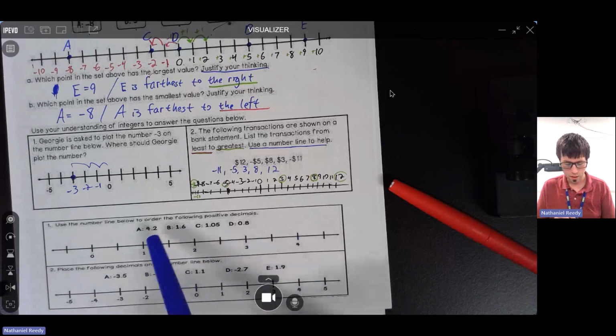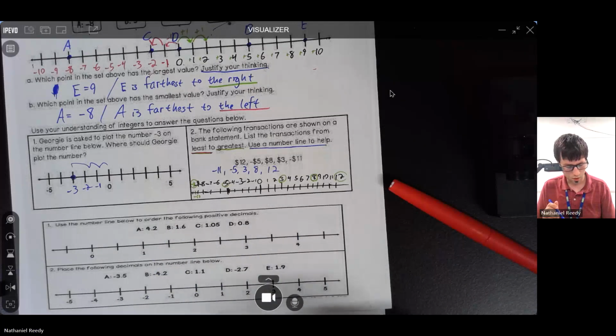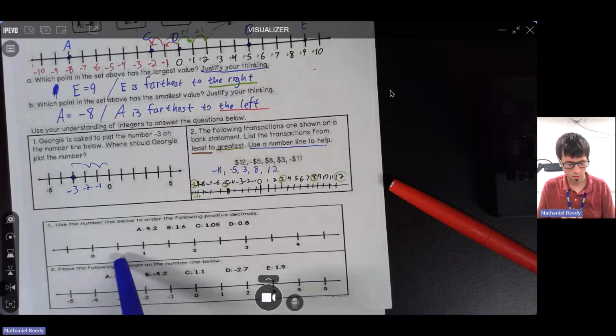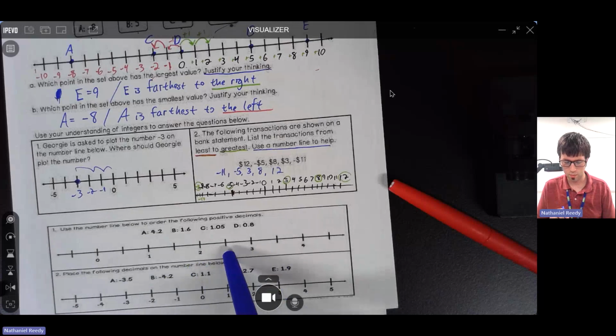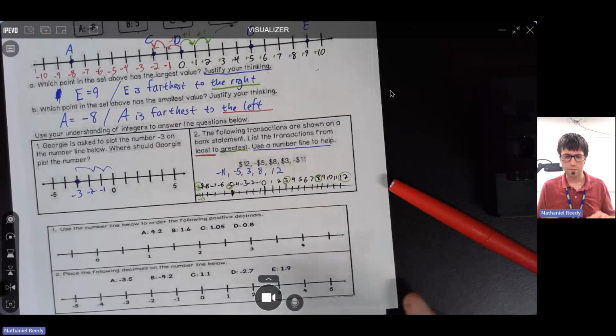Oh my goodness. These are decimals. Okay, let's see what we can do here. Let's look at this number line. So we got 0. Well, that's not 1. They put 1 right here. What's going on? Then another blank, 1, 2, blank, 3, blank, 4.